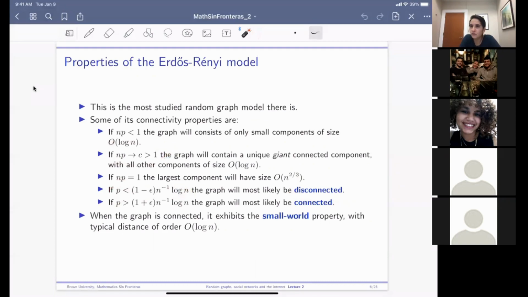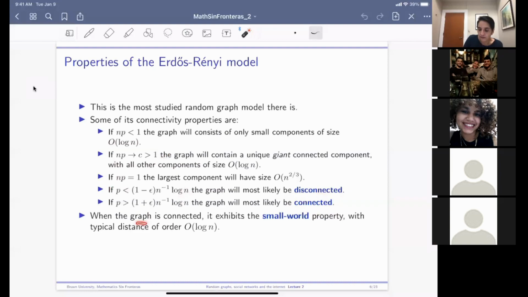And the main argument to show this kind of thing is we're going to show that with high probability, there's going to be at least one singleton, one isolated vertex. And when that happens, we know immediately that the graph is disconnected. On the other hand, if I move just a little bit to the right of the coefficient of 1, so 1 plus epsilon log of n over n, then we know that with high probability, the graph is going to be connected. It means all the vertices are going to be in one unique component.